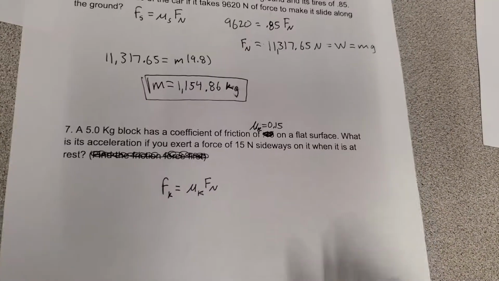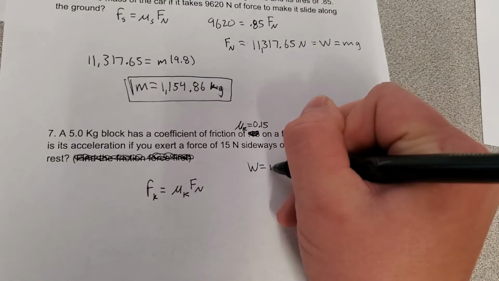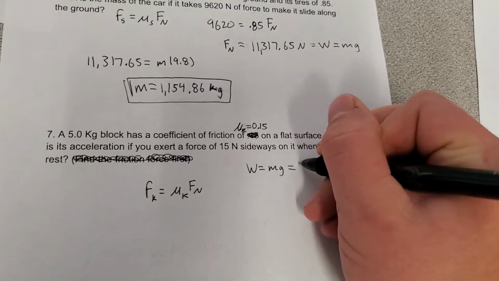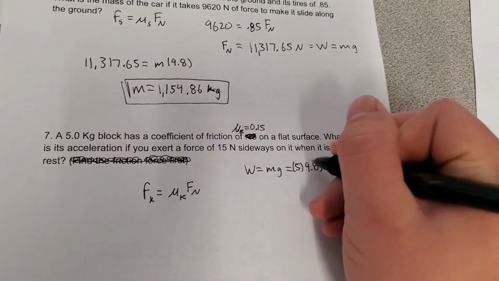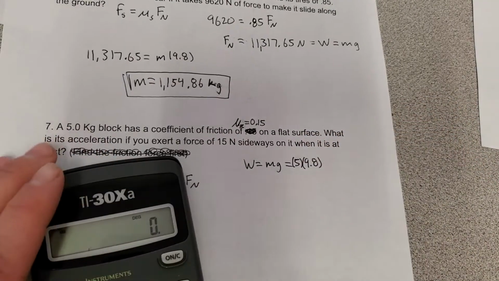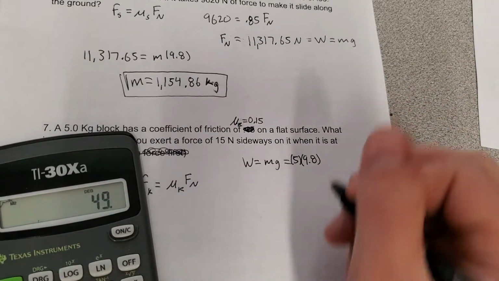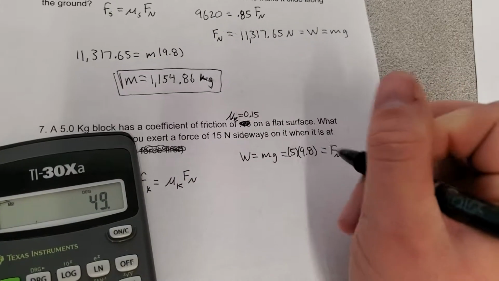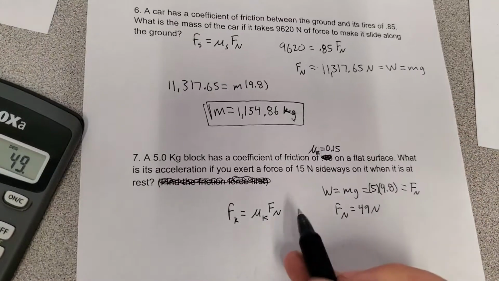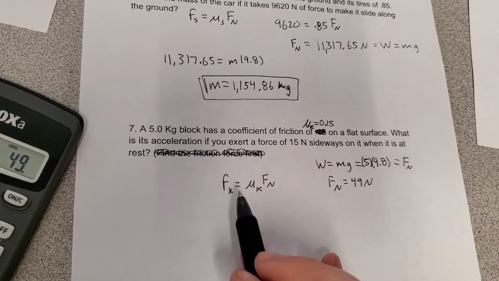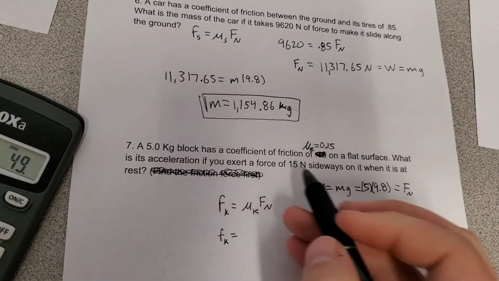Okay, so first, let's find our normal force. So we're going to say the weight is equal to mass times gravity, which is equal to 5 times 9.8. 49, and that's going to also equal our normal force. So 49 newtons. We're going to find the kinetic friction force that this block is going to be feeling as we push it with 15 newtons.